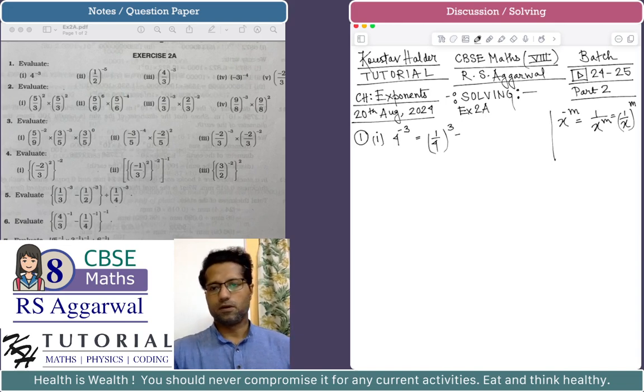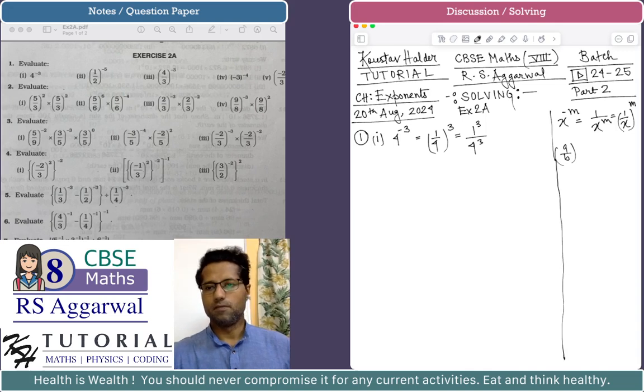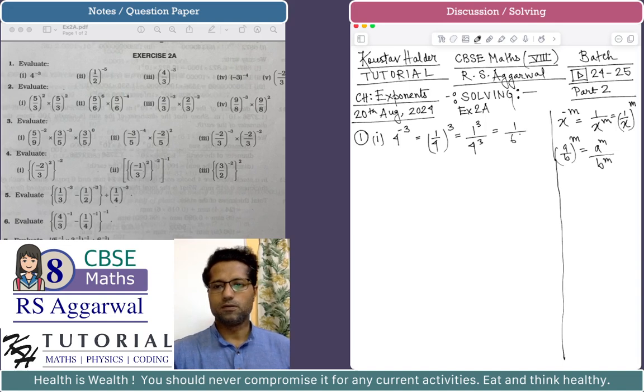So we have this, which is equal to 1 cubed by 4 cubed. We know that if a by b is a rational number, a by b raised to the power m, where m is some integer, is equal to a to the power m divided by b to the power m. So this is equal to 1 by 64. While I am solving the problem, you can pause the video and take a screenshot of the solution for your future reference.